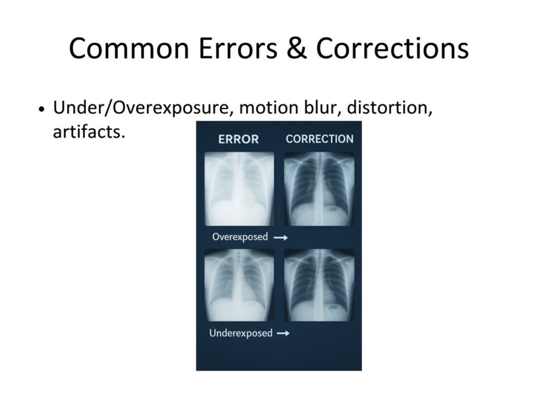Slide 12, Common Errors and Corrections. Common imaging errors include underexposure, overexposure, motion blur, and geometric distortion. Proper exposure settings, patient stabilization, and alignment corrections help produce accurate and repeatable results.